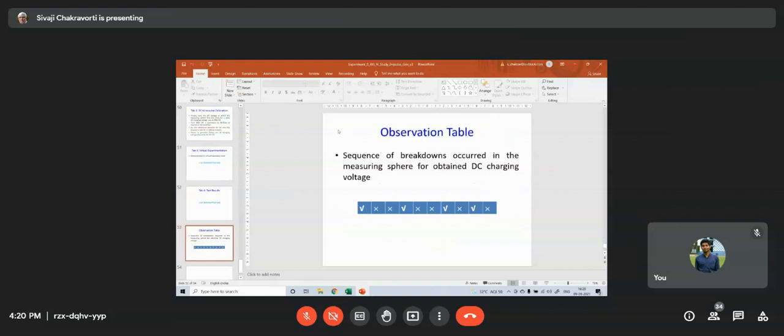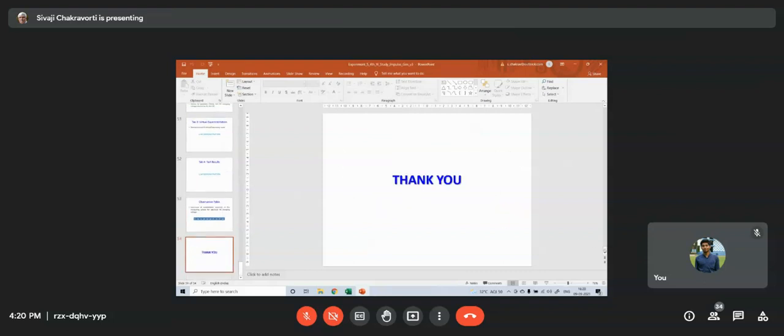Well, so observation table, typically we do like this. Yes, no, type. This is part of your laboratory report that we'll have to give you. Well, this is so far as the explanation of this thing.